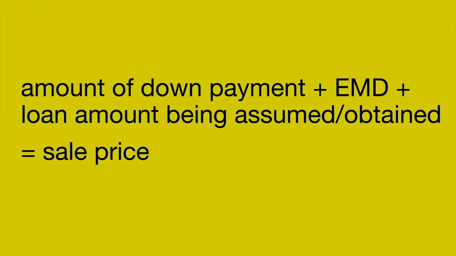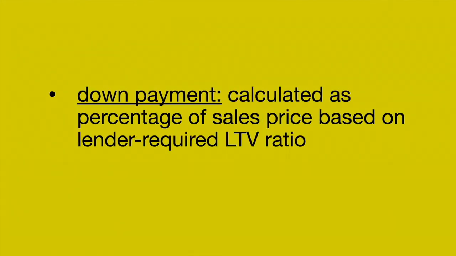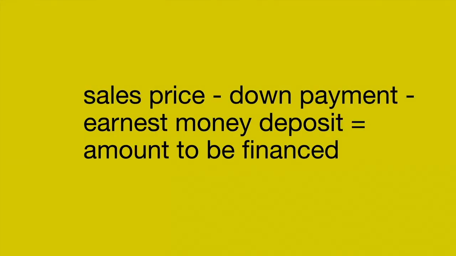Down payment and amount to be financed. Amount of down payment plus the earnest money deposit plus the loan amount being assumed or obtained equals sales price. The down payment is calculated as a percentage of the sales price based on the lender required loan to value ratio, or LTV. Sales price minus down payment minus earnest money deposit equals amount to be financed.